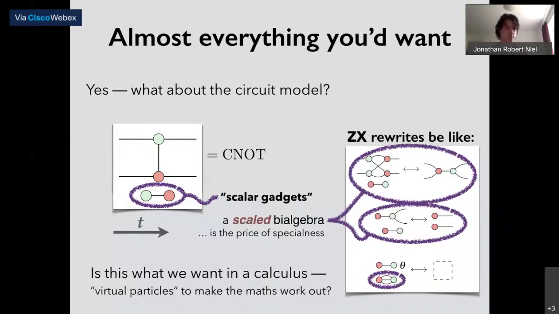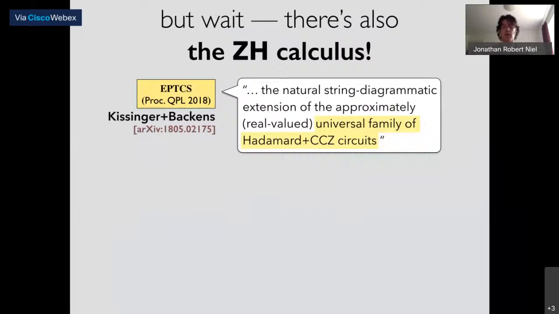Okay, so you can feel a little bit contemplative about that, but there's the calculus, the ZH calculus, sorry. Maybe this will do what we want. And actually, it starts off on a very strong footing. It's the natural string diagrammatic extension of the approximately universal family of Hadamard CCZ gates. Okay, it's only real valued, but of course, it can still encode arbitrary quantum computations. You can encode the complex coefficients that you see in most presentations differently using the Hadamard and CCZ model. So this is basically good enough for most people's idea of what quantum computation looks like.